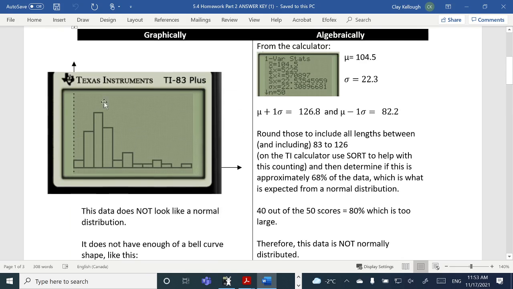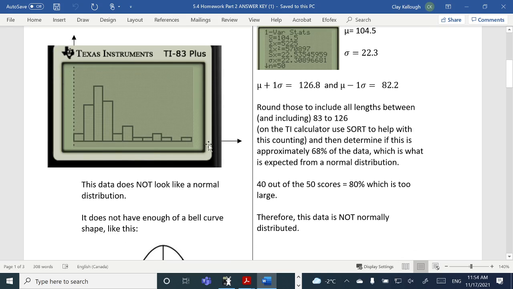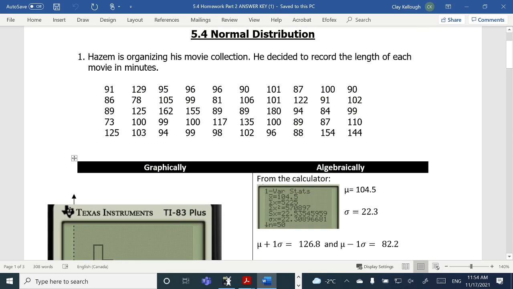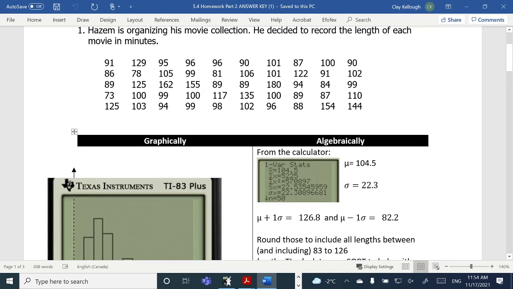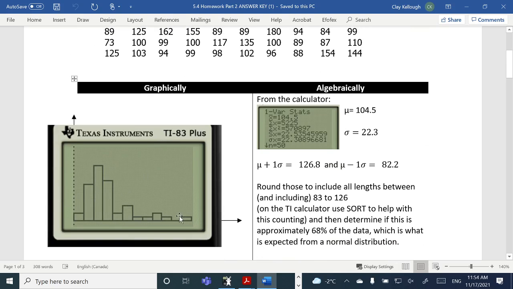And that gave me this graph. If I had been doing this on the histogram generator online, I'd have entered all of the numbers, and then I would have told it that the class width is 10, and it would have made basically the same graph.